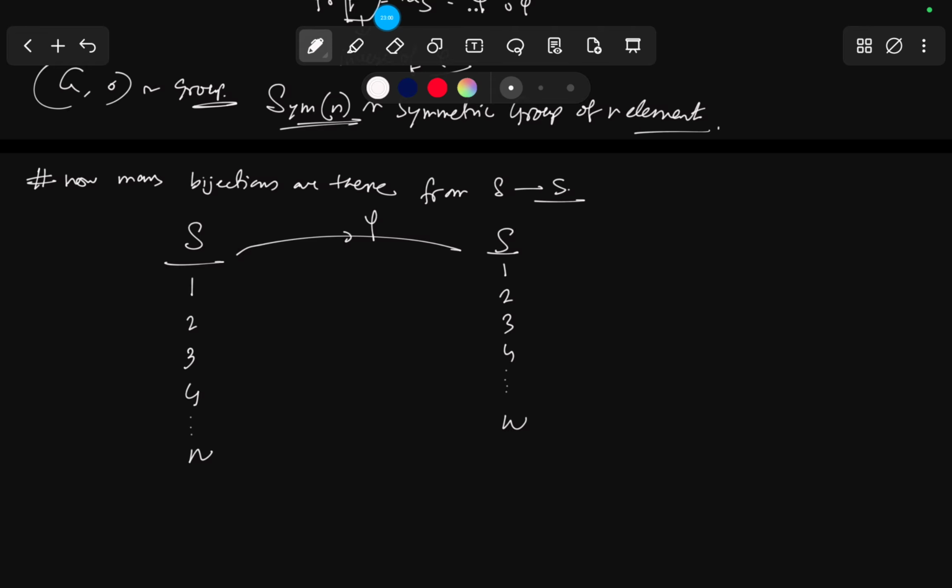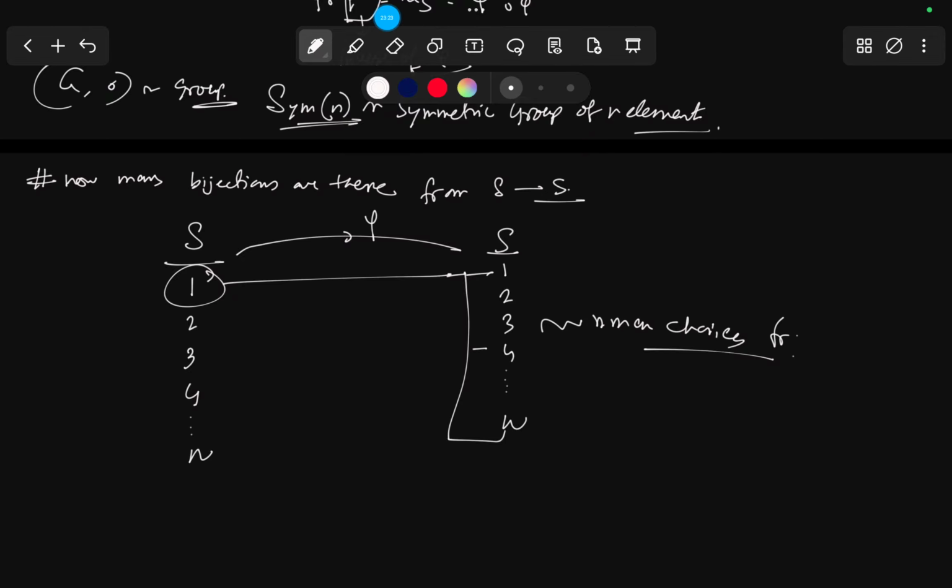So 1 can map to 1 here as well, 1 can map to 2 as well, 1 can map to 3 as well, 1 can map to 4 as well, and so on. 1 can map to n as well. That means for 1 there are n many choices, right, for 1. Now let us assume that 1 has mapped somewhere in S.